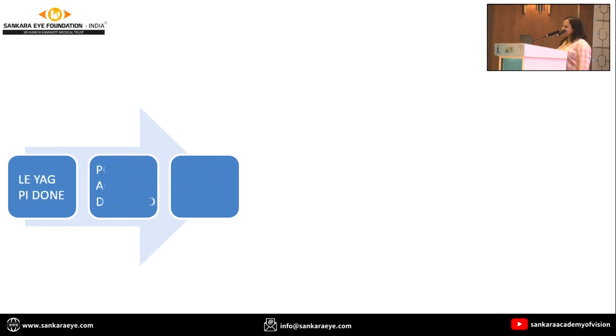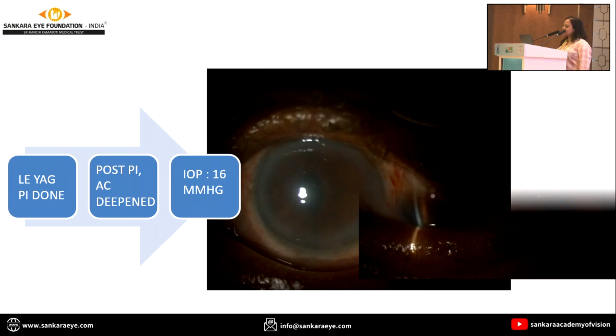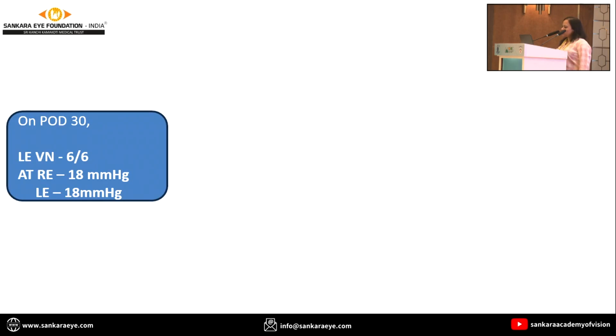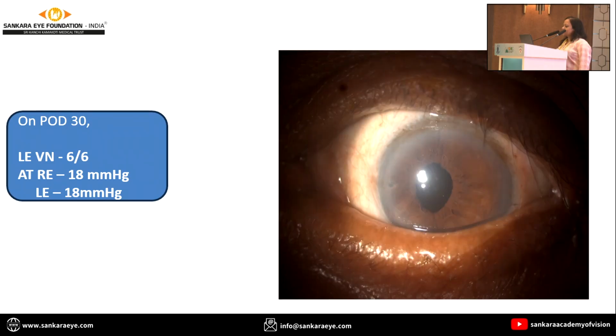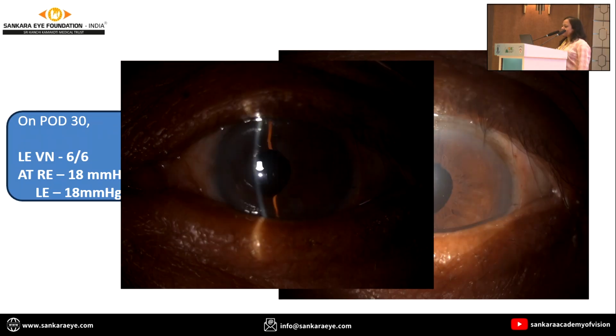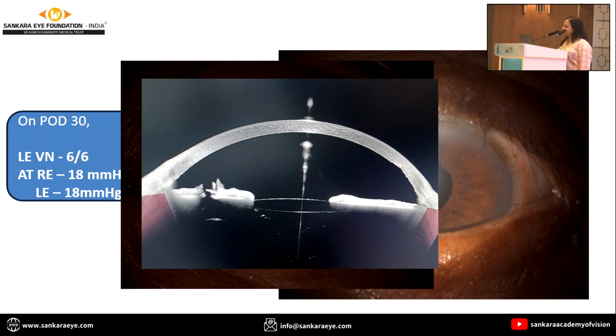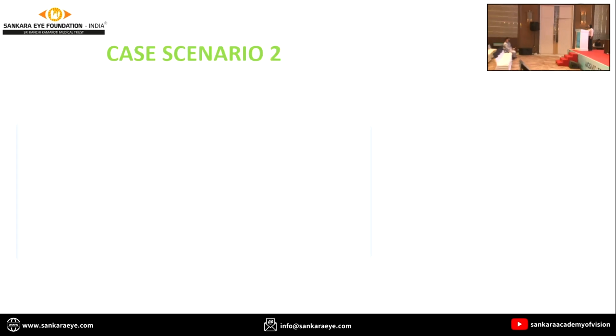We did left YAG PI. Immediately post PI, AC was deepened. IOP became 16 millimeters of mercury. This is the picture. At 1 month, vision became 6/6. IOP became 18 millimeters of mercury without AGM. This is the picture at 1 month. AC became deepened. This is the AS-OCT which is showing the PI was patent. My other case scenario.